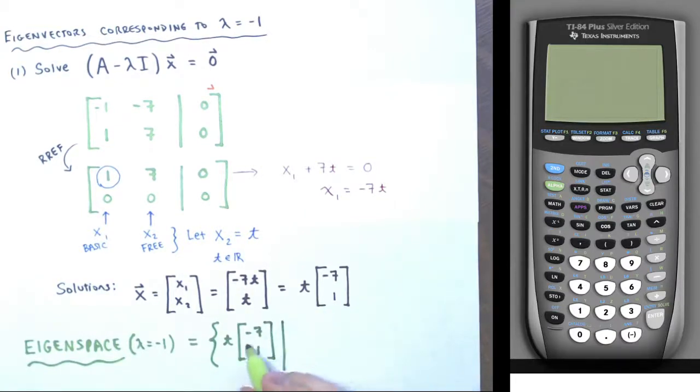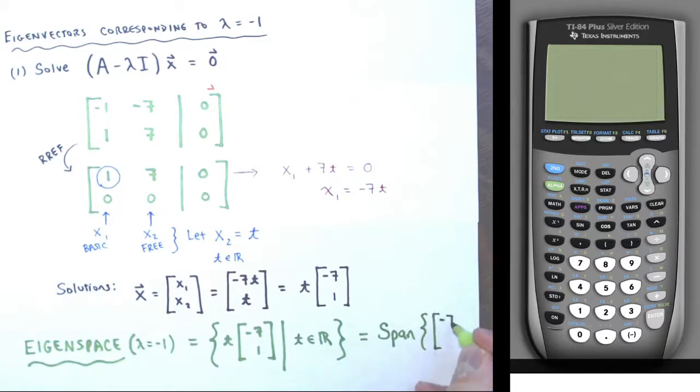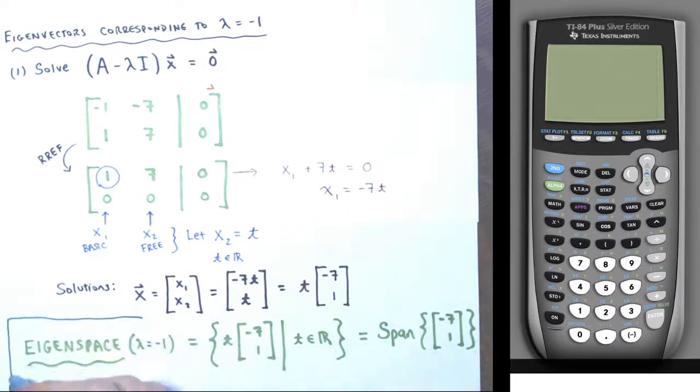So every vector that looks like this, some scalar t times the vector negative 7, 1, so long as t is real. Remember, another way you could write this is that this is the span of the vector negative 7, 1, the set with the vector negative 7, 1. All scalar multiples of that. So that's big. That is a vector space.